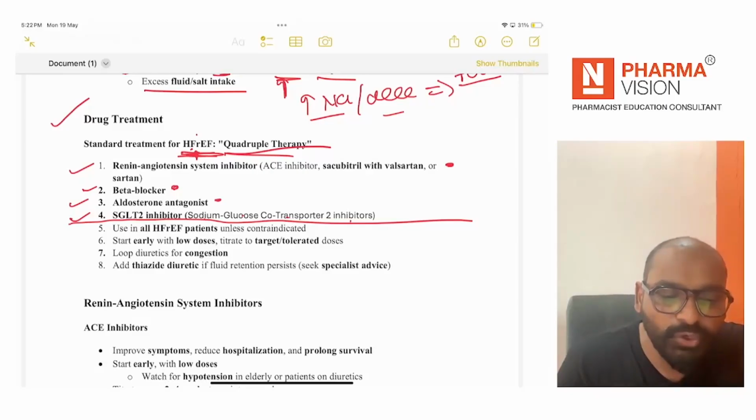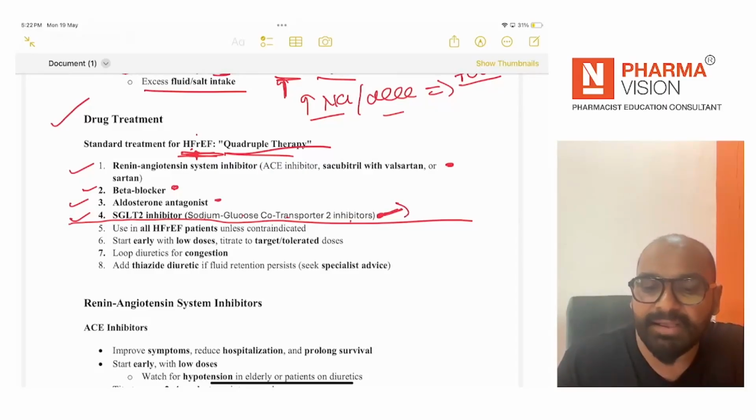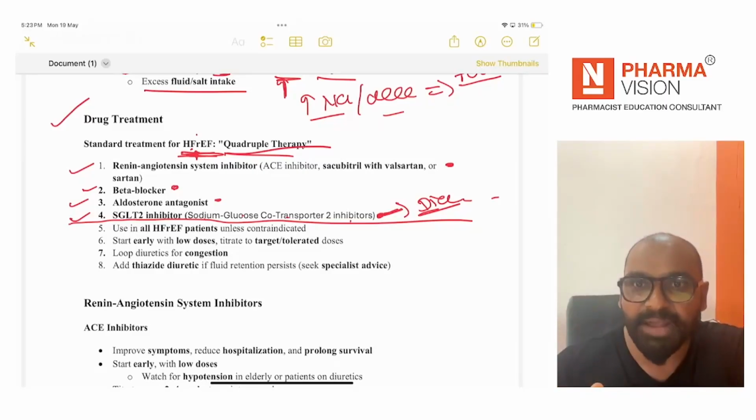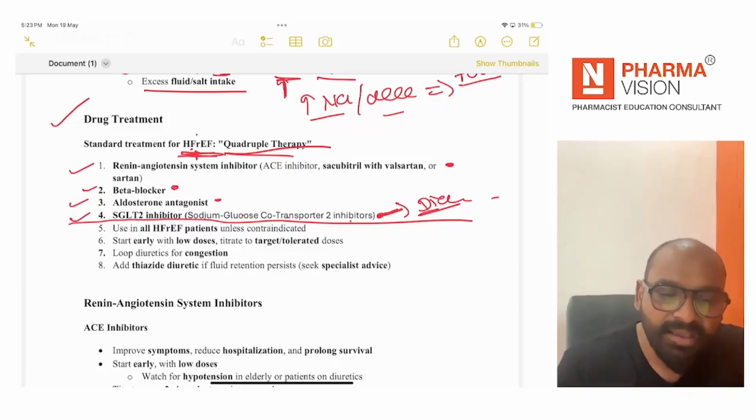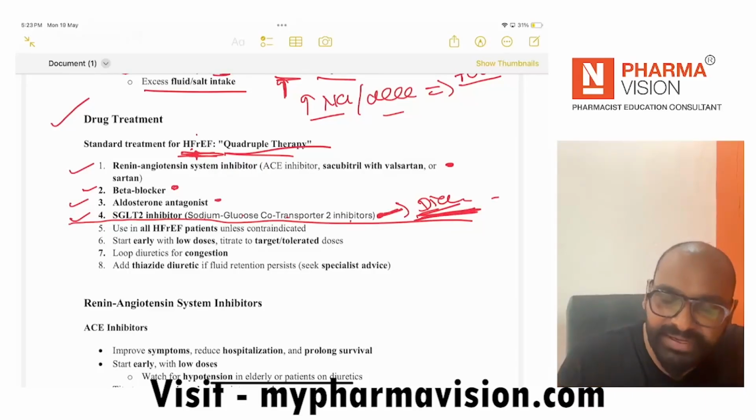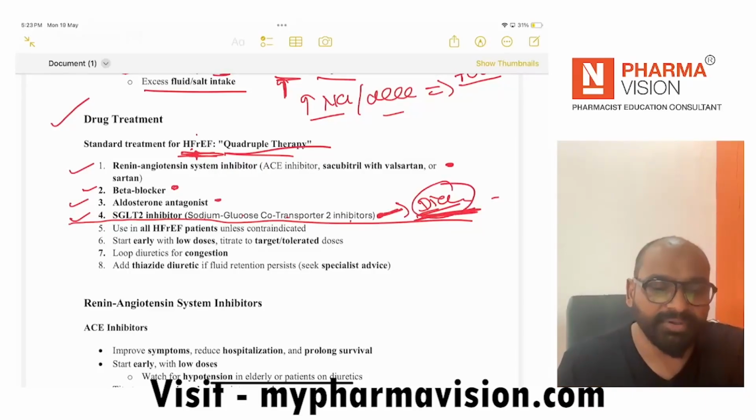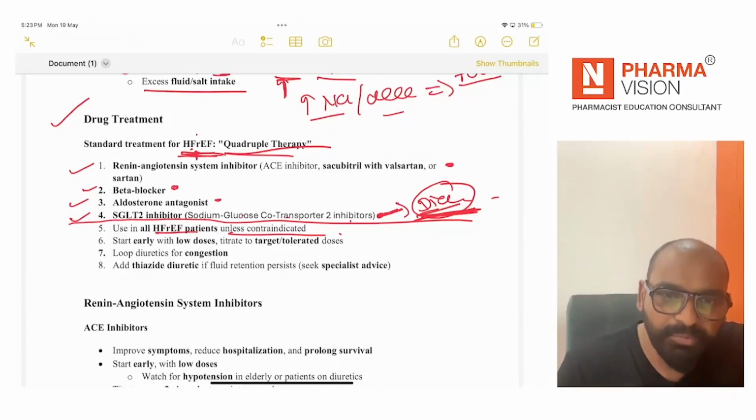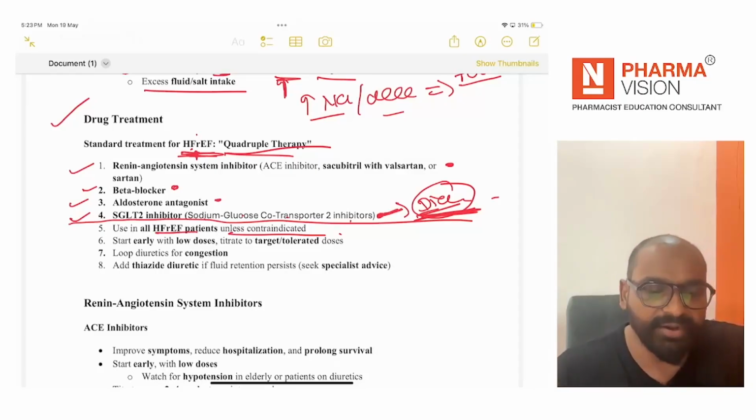SGLT2 inhibitors we are going to cover in detail, because this medication is primarily considered a diabetes medication. But in heart failure patients, regardless of whether the patient is suffering from diabetes or not, we have to start this medication. We are going to cover this medication in detail in diabetes. All the patients need to be started on this medication unless it's contraindicated. Start early with a low dose and titrate to the higher side.